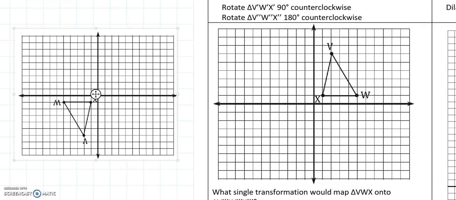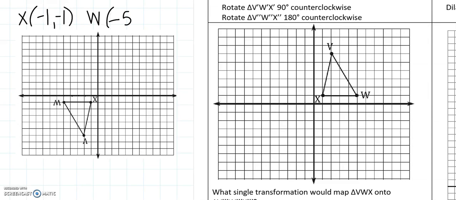Now, if I read the coordinates the way they're drawn out now, I have x at -1, -1. I have w at 1, 2, 3, 4, 5, -5, because I'm going to the left 5, down 1, so -1, and then v is at -2, and then I'm going down 1, 2, 3, 4, 5, 6, so -6.